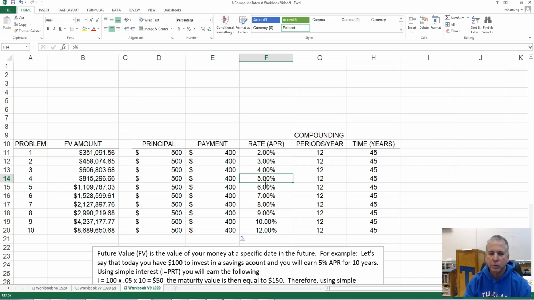Play around with those. You might also change the principal. See how much, if you were to start with a different amount there. What if I started with $1,000 here? Okay, well that goes up some. So just make sure you understand that you can make changes to this.